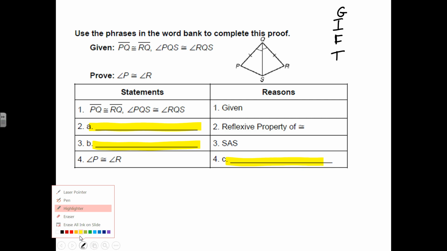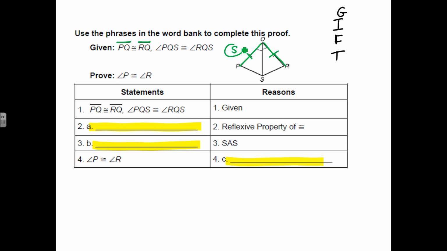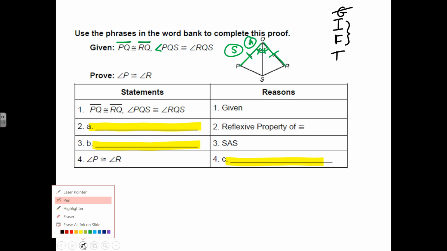Let's start with what's given. Given angle P, and segments PQ and RQ are congruent. So we trace it, hatch mark, side. What's also given: angle PQS, this angle, and RQS, this angle, are also congruent as a pair of angles. Cross it out. Implied and freebies, we usually do that together. We have another reflexive side.